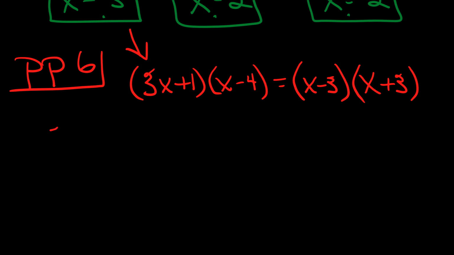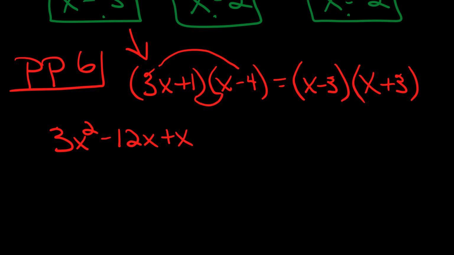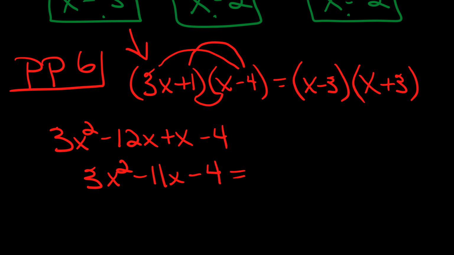Carefully do it. So it's going to be 3x squared. I'm using FOIL: first, outside, inside, last. 3x squared minus 12x. 3x times -4 is -12x, plus 1 times x, which is plus x. And last is 1 times -4, which is -4. If I combine my like terms, I end up with 3x squared minus 11x minus 4, and that's going to equal the right side.